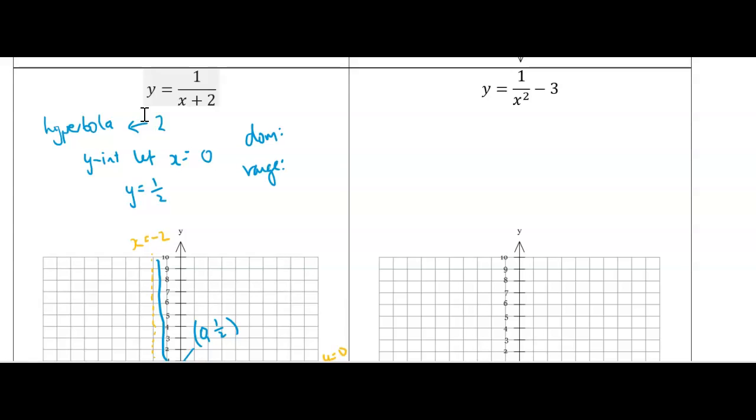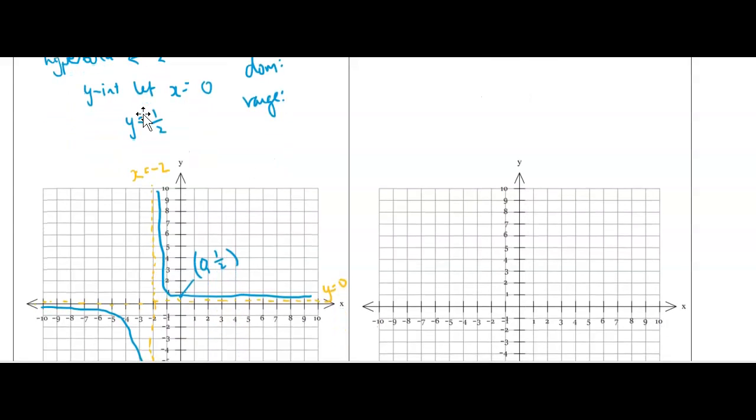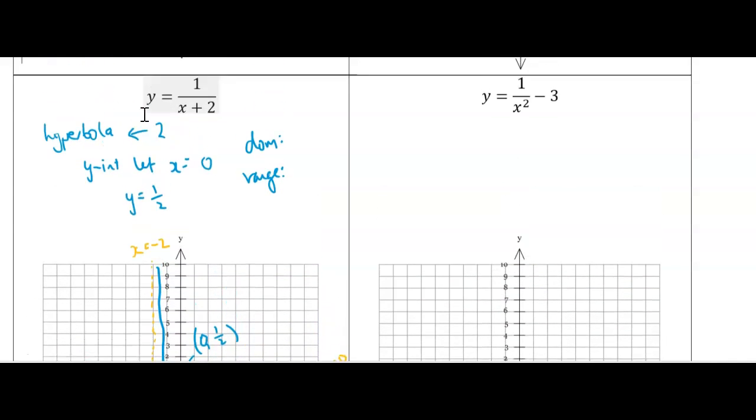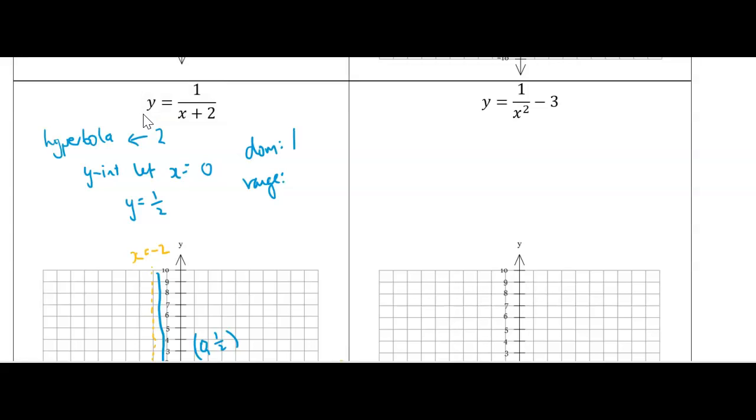Domain and range. Your domain, because your graph is shifted to the left 2, is any real value excluding -2. And our range, because we haven't shifted up or down, is just any real value excluding 0.